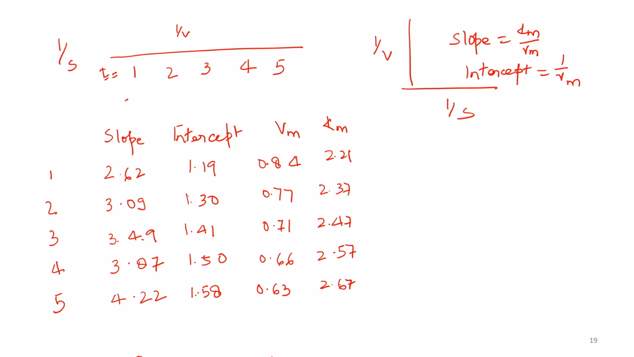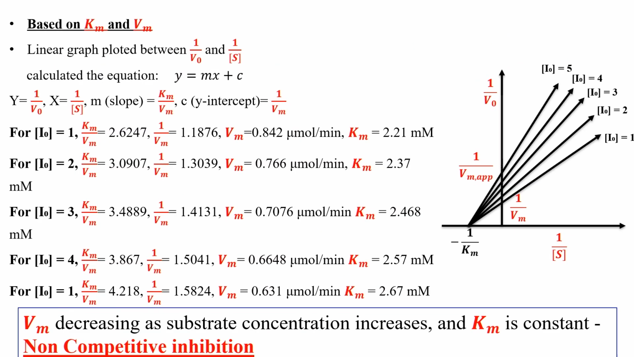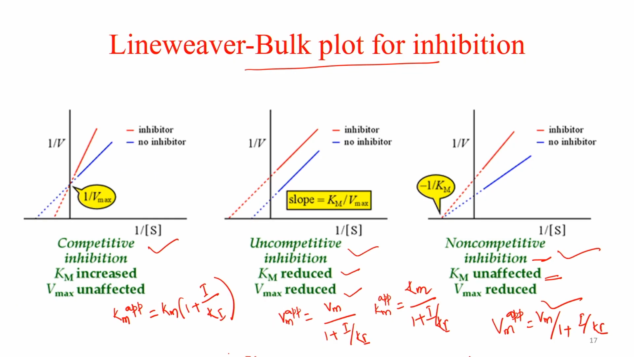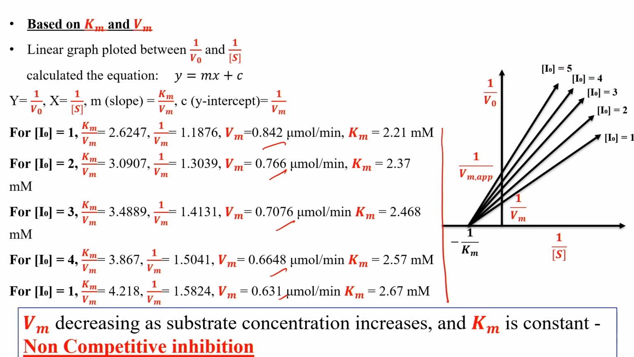So, what we are seeing here is, I have listed here the value of Km and value of Vmax. Vmax value is decreasing and we can see there is a relatively less change in the Km. So, we can say Km is constant and Vmax is decreasing. So, this is one example of non-competitive inhibition.